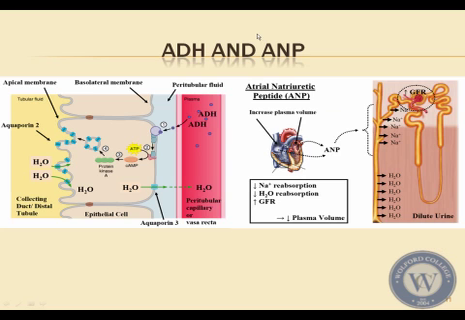The other agent, of course, is atrial natriuretic peptide, which is released due to overdistension of the atrium. This causes an inhibition of sodium reabsorption in the proximal and the distal segments of the collecting tubule, and as a consequence, water begins to be formed more in the urine. As a consequence, a person forms more dilute urine with elevations in atrial natriuretic peptide, causing a diuretic-like effect.